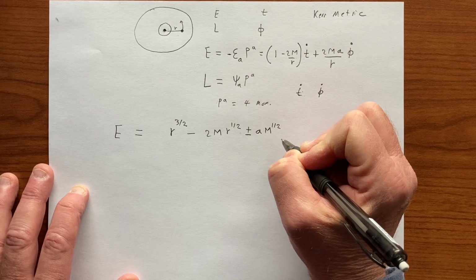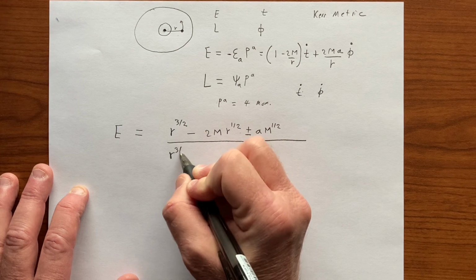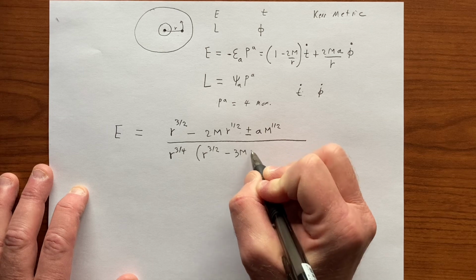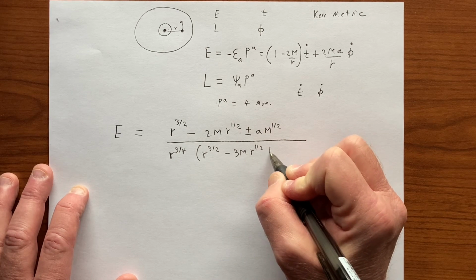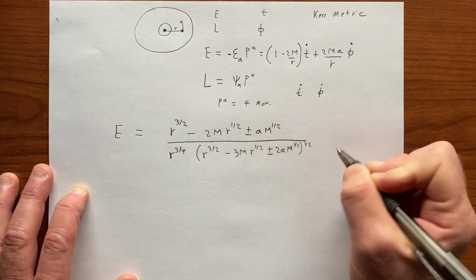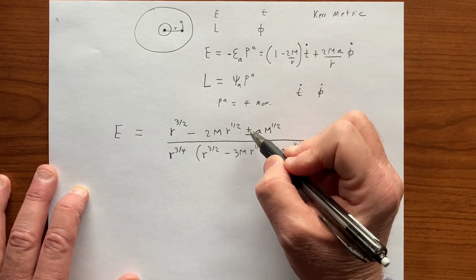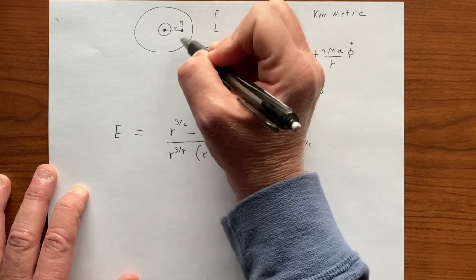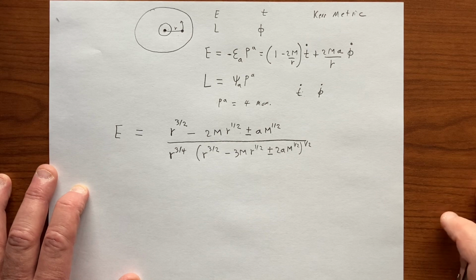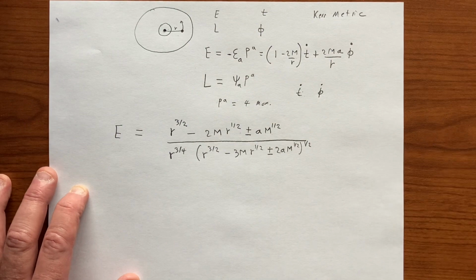a m to the 1/2 over r to the 3/4, r to the 3/2 minus 3, the mass of the black hole, r to the 1/2, plus minus 2 spin m to the 1/2, all to the 1/2. Okay, so you could plot that as a function of r, choosing a disk that co-rotates with the black hole, where the gas co-rotates with the black hole, or that it counter-rotates with the black hole, and finds the distribution of energy, and it sort of increases as you go further out.